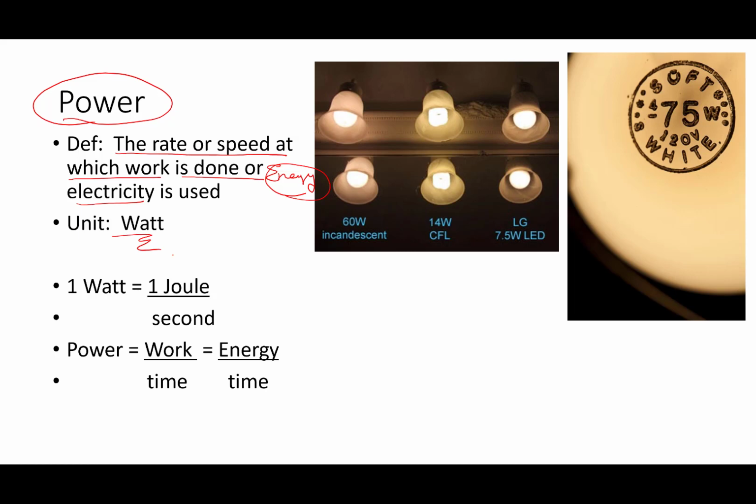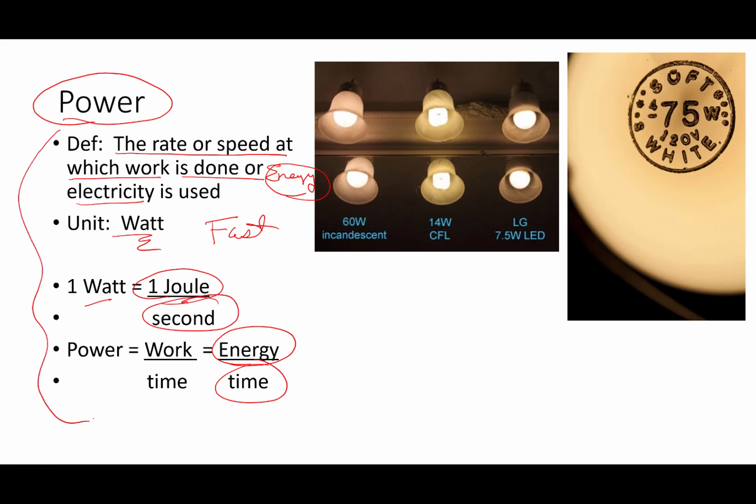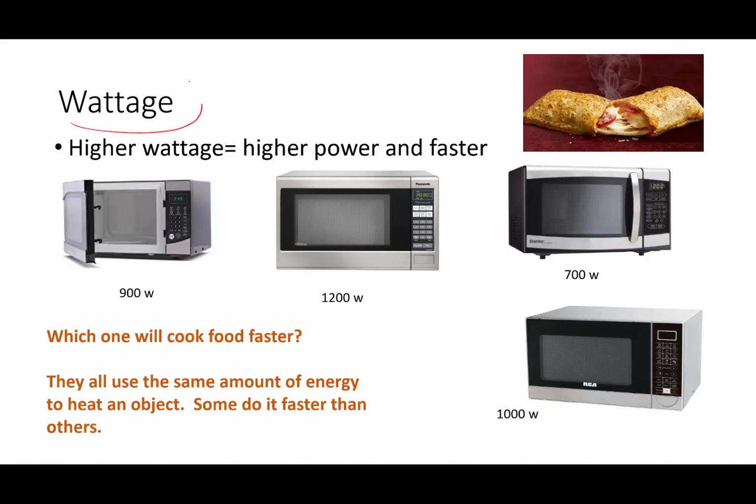So power is how fast. We're talking about how fast energy is transformed per unit time into something else. 1 watt of power is 1 joule of energy per second. None of this is different. We've talked about this when we were talking about power, but just a reminder, this also applies to electricity.